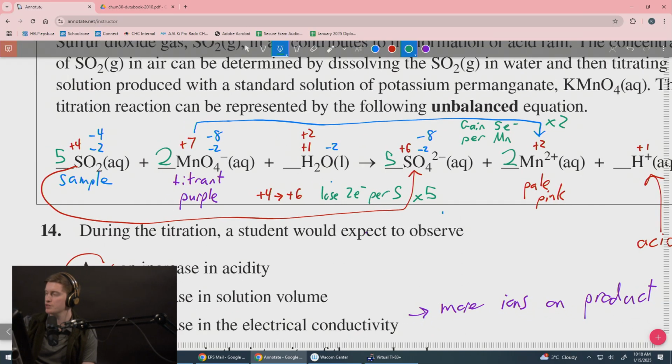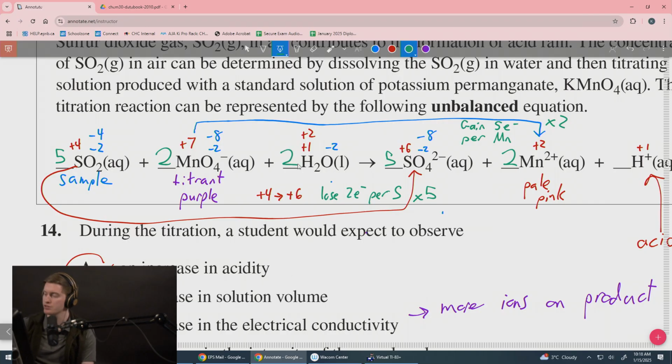We're going to start with the oxygens. On our product side, 5 times 4 is going to give us 20 oxygens. On the reactant side, 5 times 2 is 10 oxygens, 2 times 4 is 8 oxygens, so together these have 18 oxygens. In order to get to 20 oxygens, we need a coefficient of 2 in front of our water.